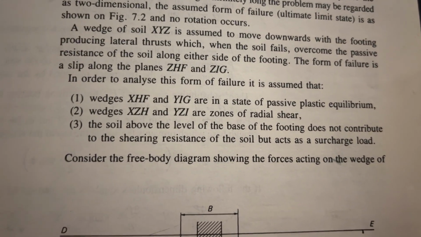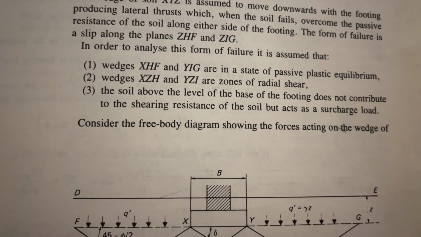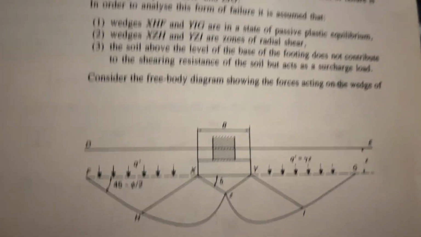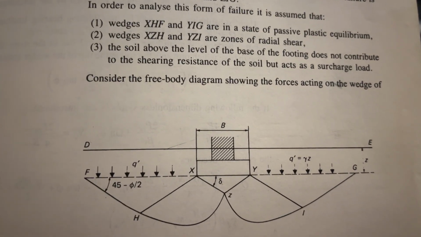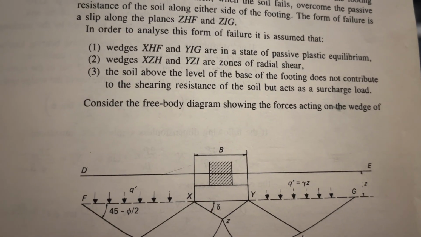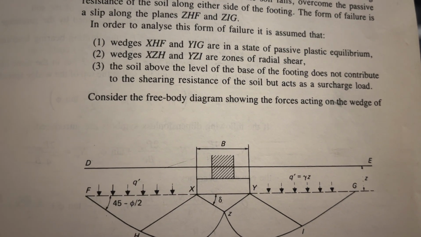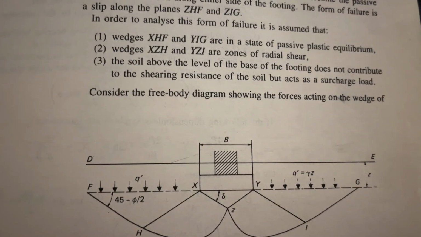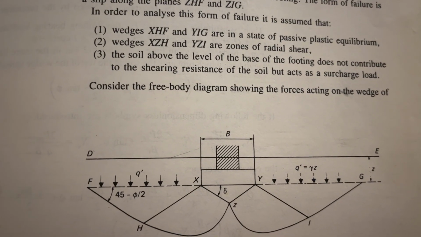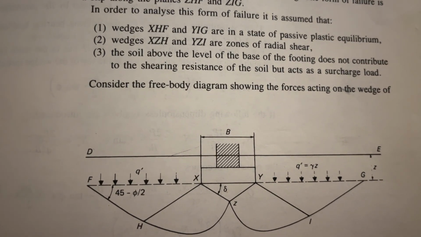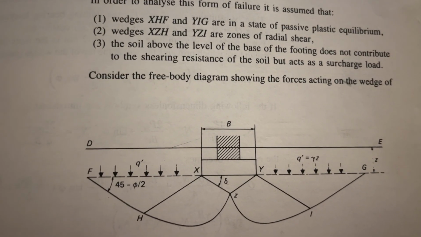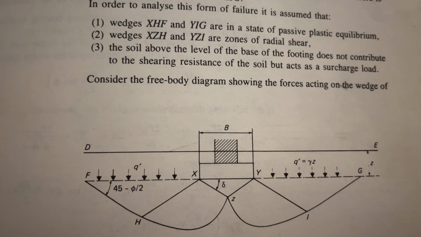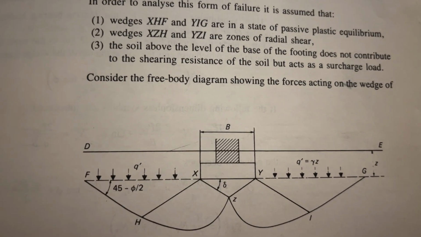In order to analyse this form of failure, it is assumed that wedges XHF and YIG are in a state of passive plastic equilibrium. Wedges XZH and ZYI are zones of radial shear. Oh, radial shear.